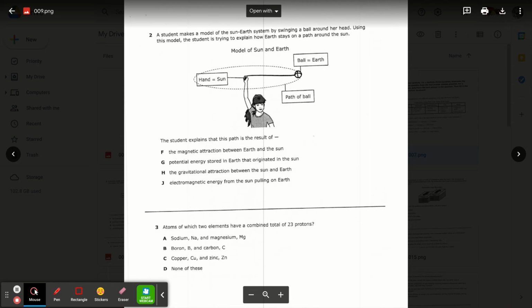G, potential energy stored in Earth that originated in the Sun. H, the gravitational attraction between the Sun and Earth. Or J, electromagnetic energy from the Sun pulling on Earth.